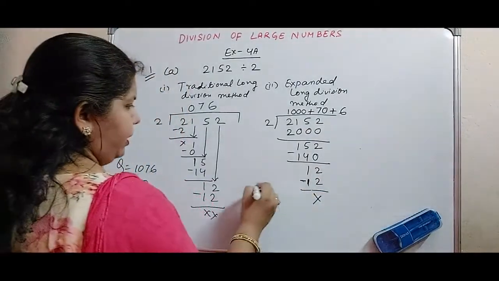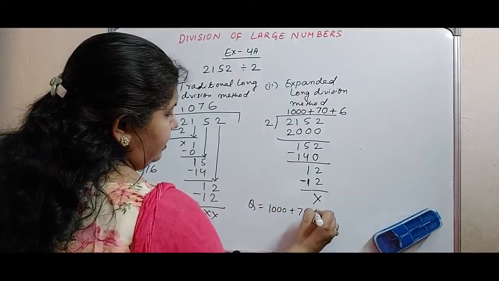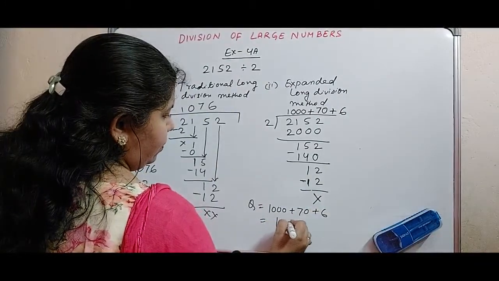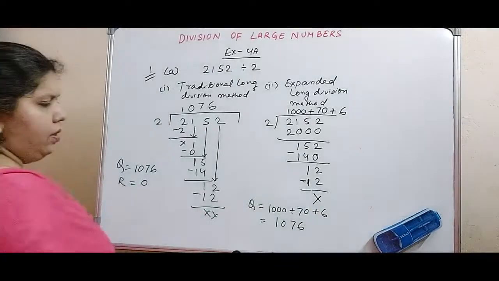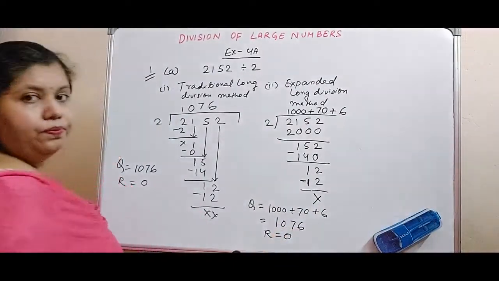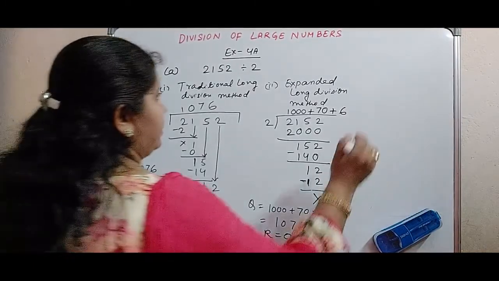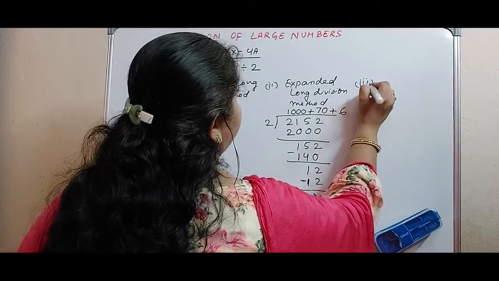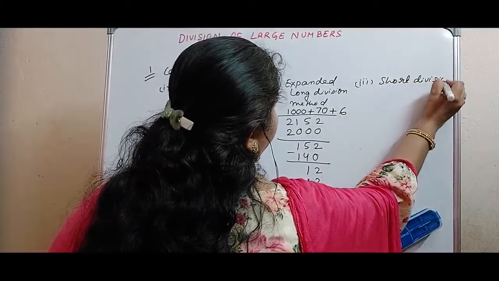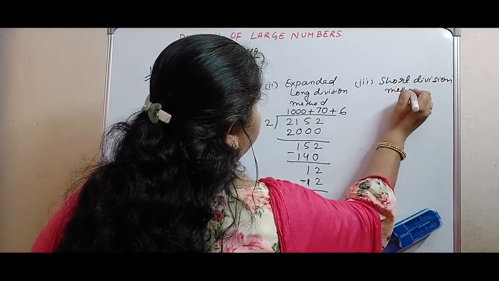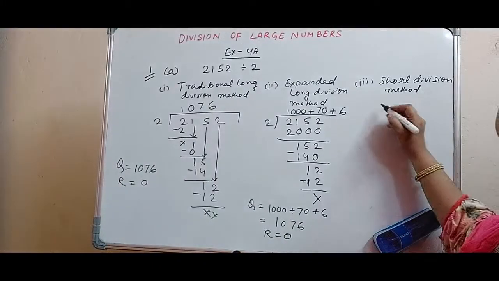So here quotient is what? 1000 plus 70 plus 6, that is equal to 1076. So we got the same quotient here also, and remainder will be 0. Now we come to the next process, that is the short division method. Same number we are taking, that is 2152 divided by 2.